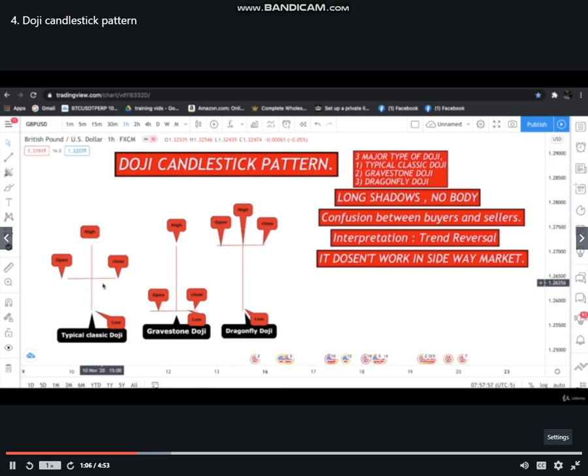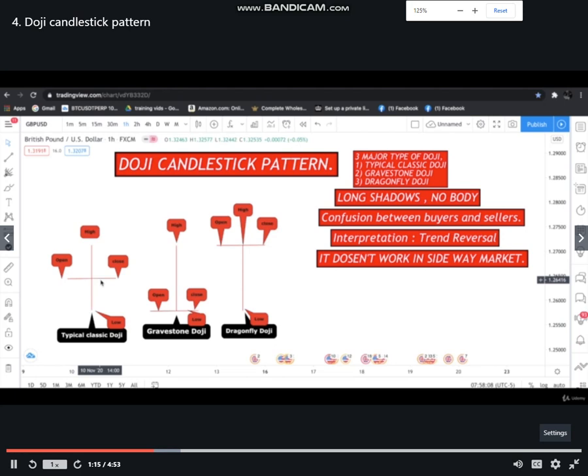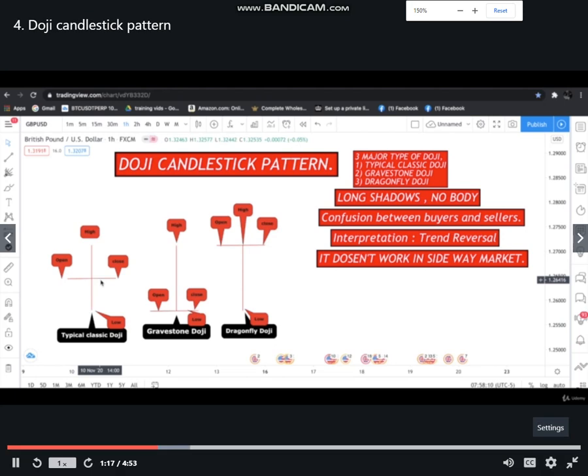The buyers tried hard to drag the price up and the sellers tried hard to drag the price down, and the candle closed very close to the opening price. So it means that there is a state of confusion in the market.